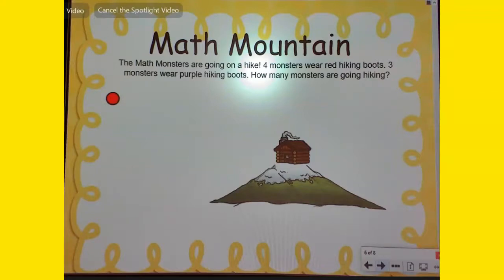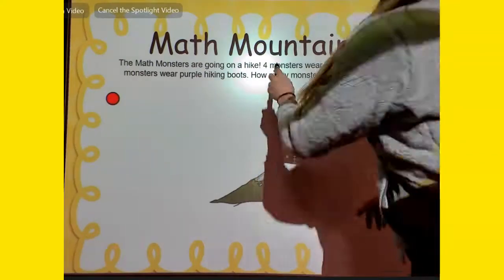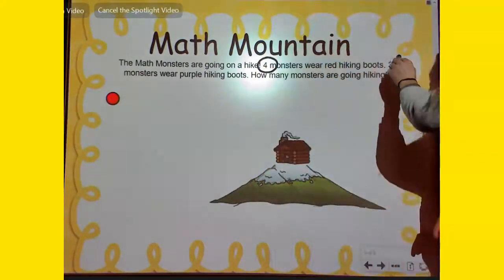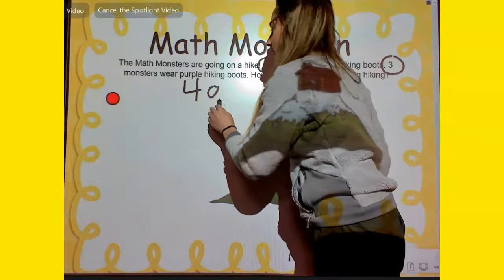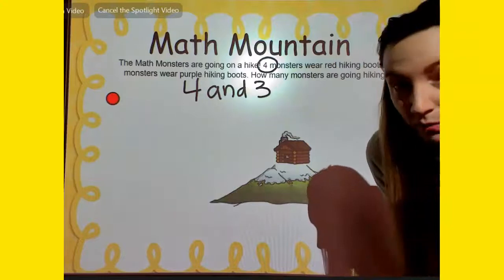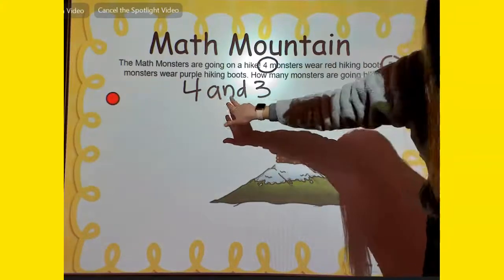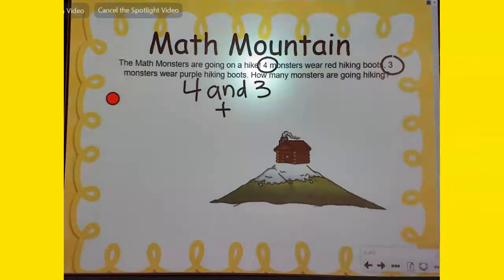So whenever I see a story problem, I like to circle the stuff that I need to remember. So the important information is 4 monsters and 3 monsters. 4 and 3. So what I remember from our new Go Math book is if we see the word and, we know that's a plus. So how many counters do I need to draw first, Elijah? 4 counters.